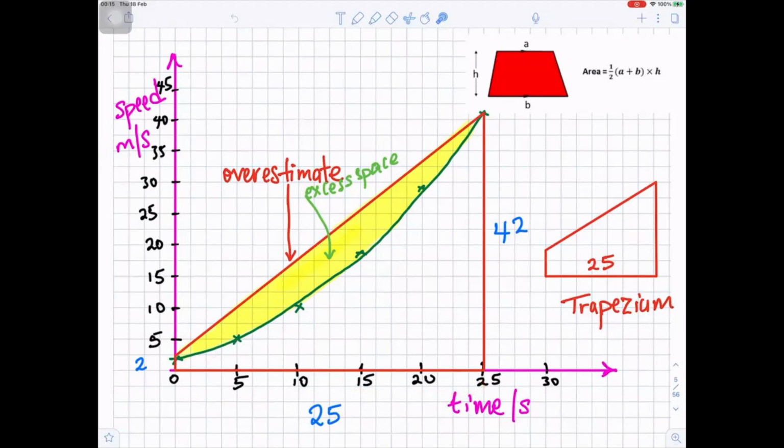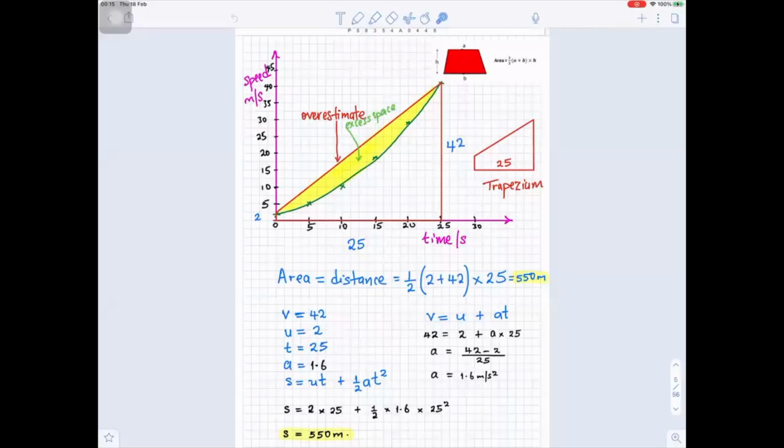So we can use the formula for a trapezium. Area is half times a plus b, times the height in between them. That's what we're going to use to estimate the area, and that area will represent the distance. The area under the speed-time graph represents the distance. So it's half times 2 plus 42, times the distance between them, which is 25. And that gives you 550 meters.